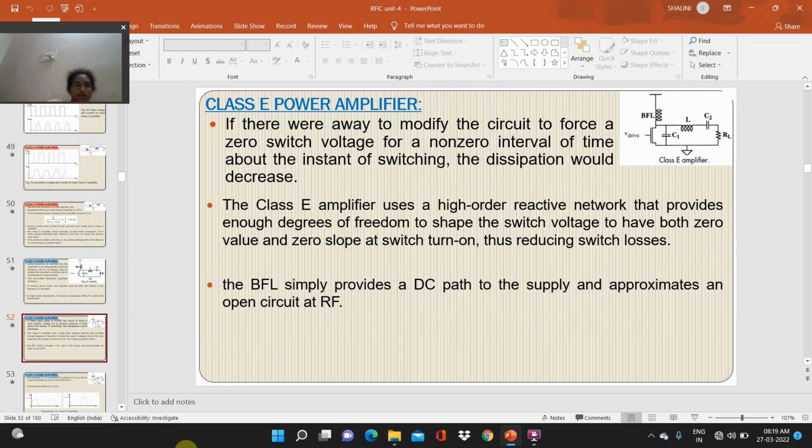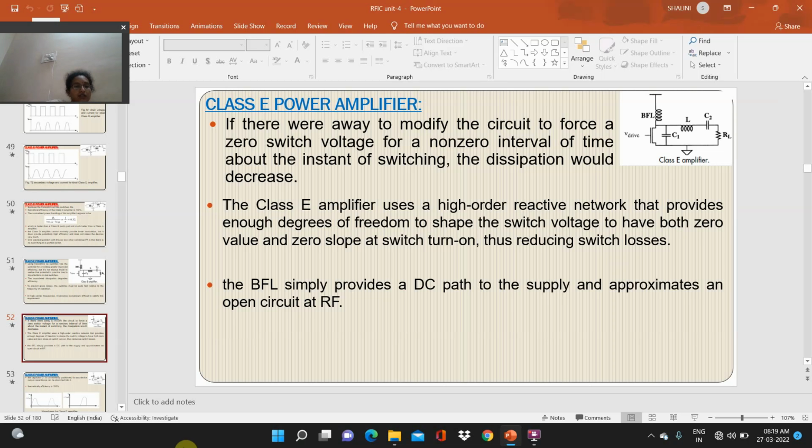If there were a way to modify the circuit to force a zero switch voltage for a non-zero interval of time about the instant of switching, the dissipation would decrease. The Class E amplifier uses a high order reactive network that provides enough degrees of freedom to shape the switch voltage to have both zero value and zero slope at switch turn on, thus reducing switch losses.